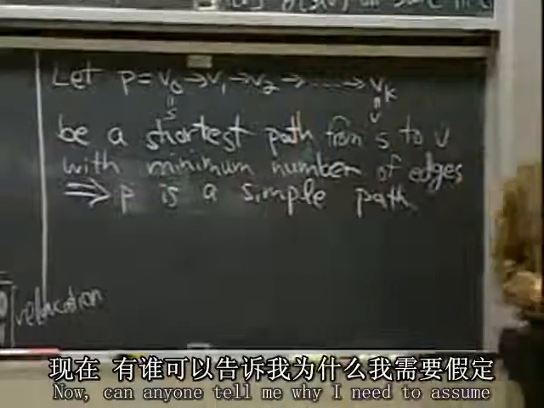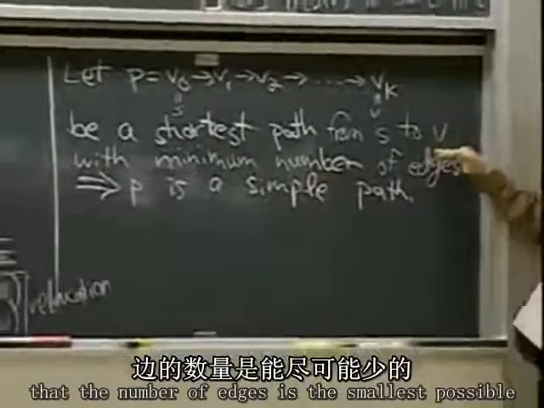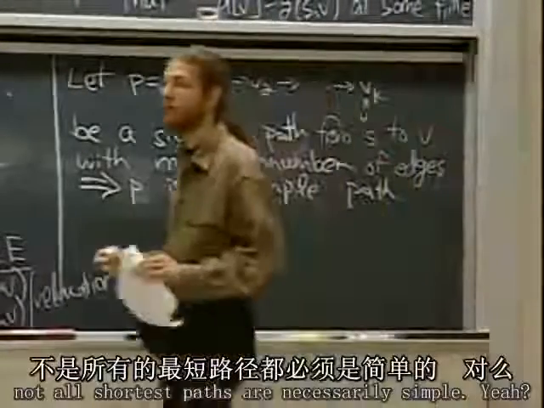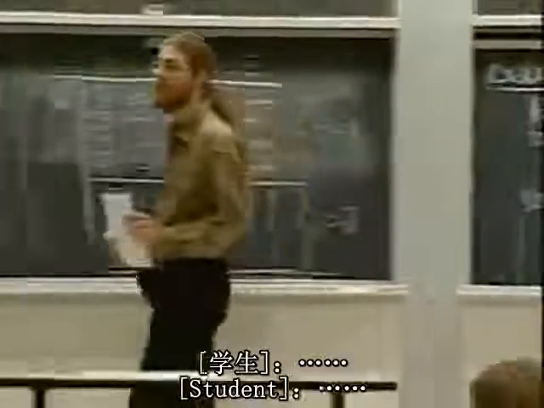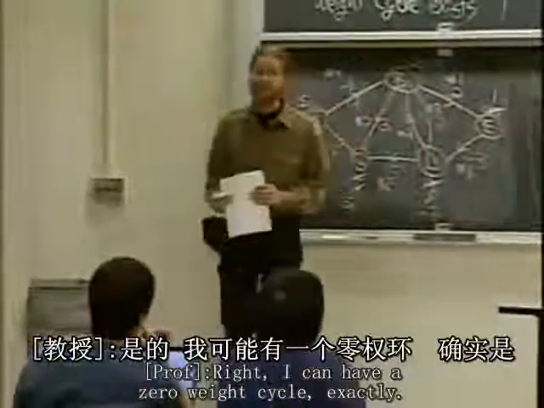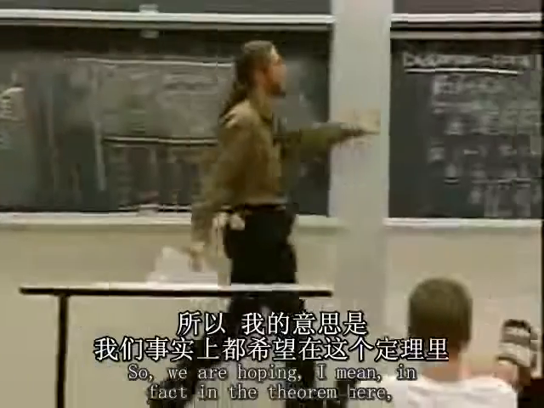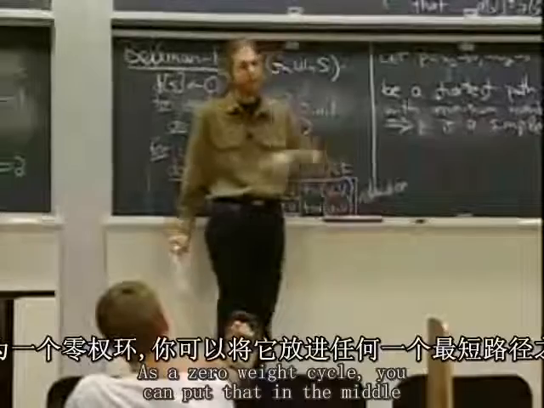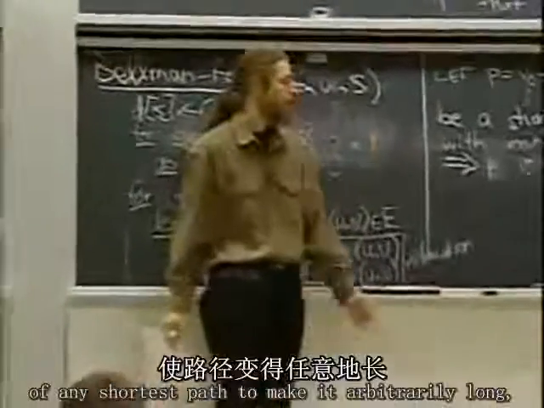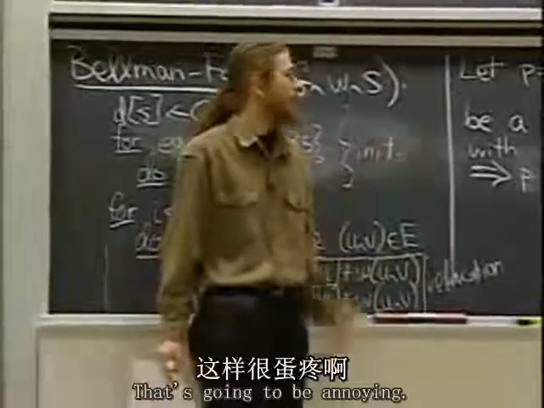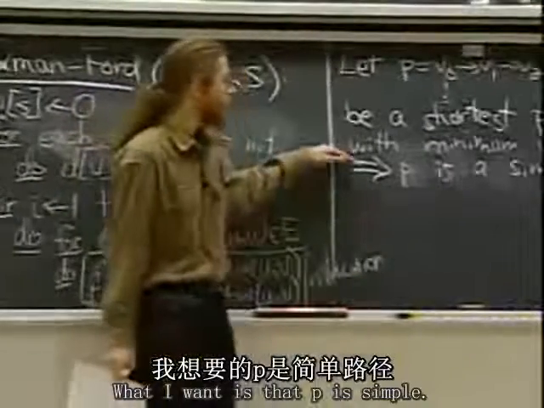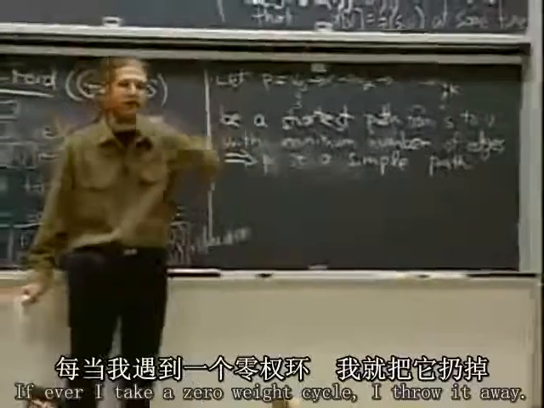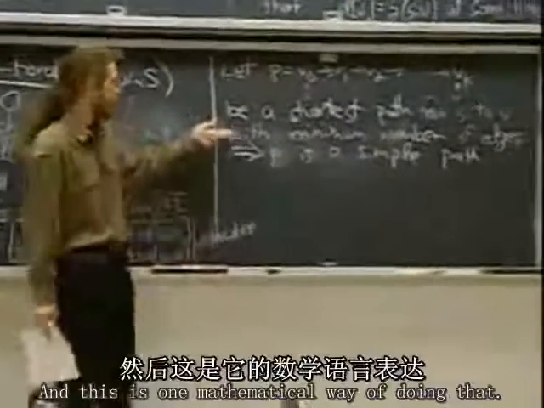Now, can anyone tell me why I need to assume that the number of edges is the smallest possible in order to guarantee that P is simple? The claim is that not all shortest paths are necessarily simple. Yeah? Because you can have a loop that has weight 0. Right, I could have a 0 weight cycle. Exactly. In the theorem here, we're assuming that there are no negative weight cycles, but there might be 0 weight cycles still. If there's a 0 weight cycle, you can put that in the middle of any shortest path, make it arbitrarily long, repeating vertices over and over. That's going to be annoying. What I want is that P is simple. And I can guarantee that essentially by shortcutting. If ever I take a 0 weight cycle, I throw it away. And this is one mathematical way of doing that.